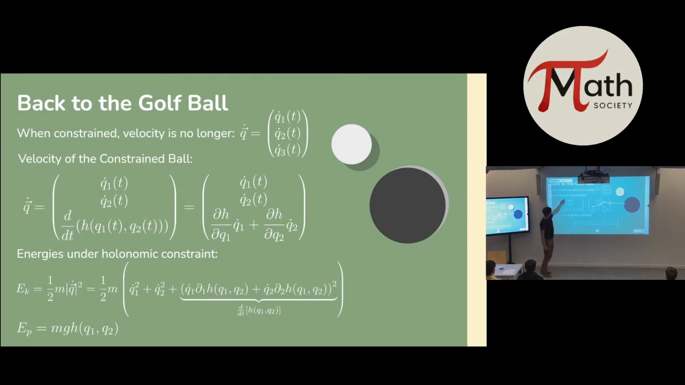So, when constrained, velocity is no longer written with x, y, and z, or q1, q2, q3. It's written now simply as q1, q2, and then the time derivative of whatever this height position is dependent on. Those of you who have taken multivariable calculus know that we should apply the chain rule here. We have this time parameter and two time-dependent components. So of course, we expand it as usual, like this, okay?